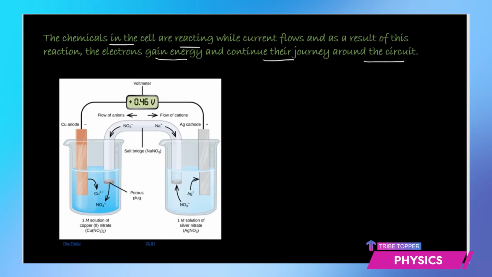You can see it very clearly here that the chemical reaction is going on and this voltmeter is showing a reading, which means that the chemical reaction continues while a current is flowing, and the electrons gain energy and continue flowing in that one particular direction, and hence they act as a source of DC, the direct current. Now the cells can be of two types.